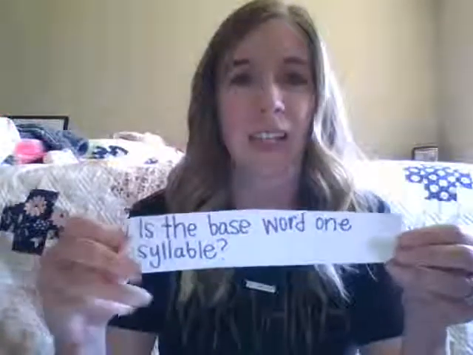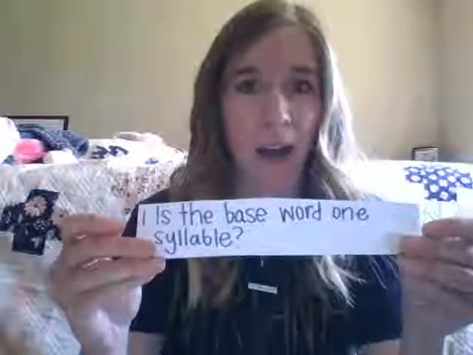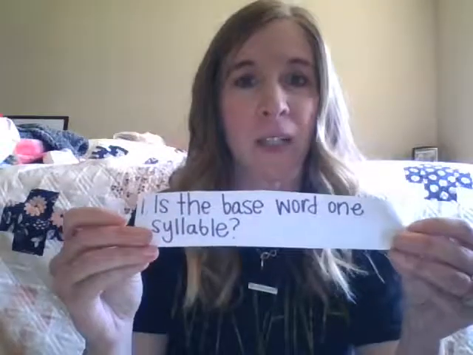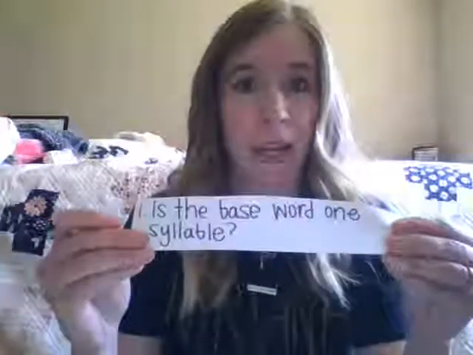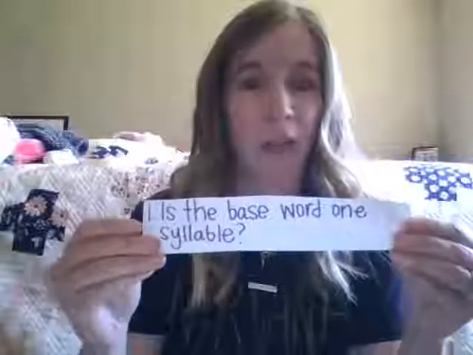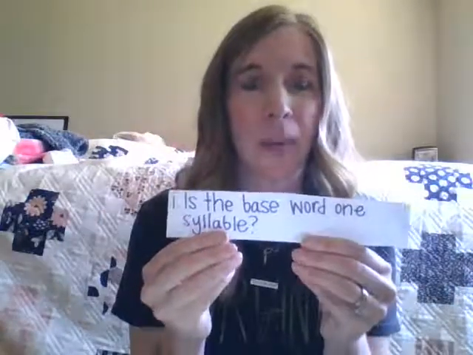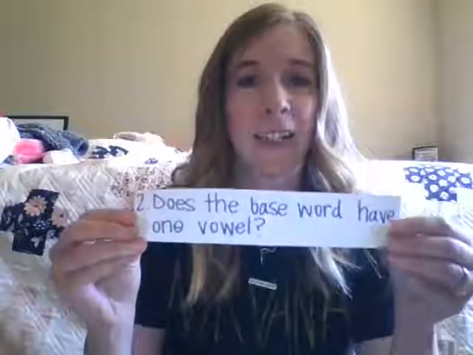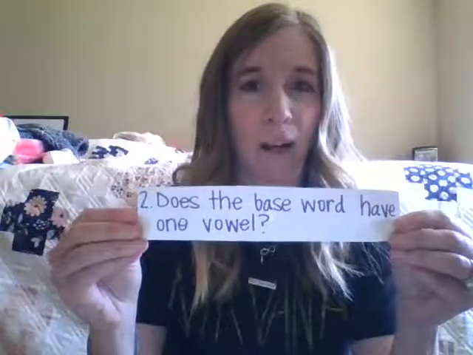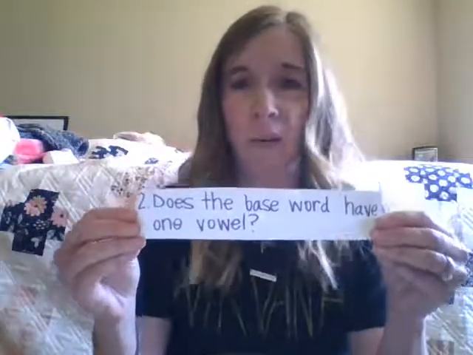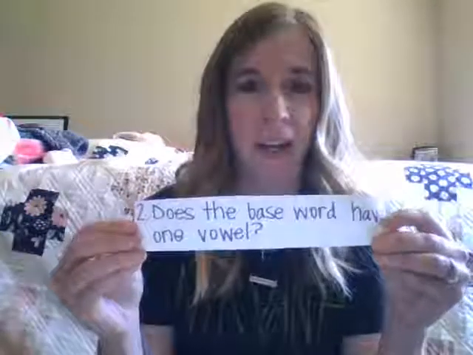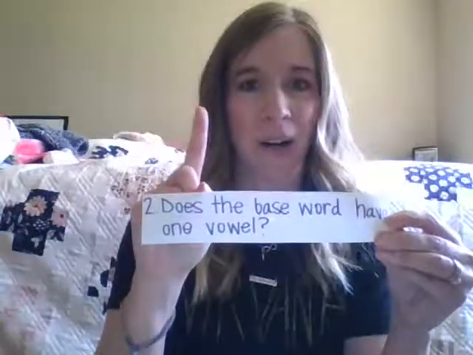Step number 1 is: is the base word one syllable? Remember those words we talked about at the first, like plot and stir? Those all have one syllable. So the first thing we want to ask ourselves is, is the base word one syllable? Our second question is, does the base word have one vowel? So when you look at that word, we want to count how many vowels are there, and we're only looking for one vowel.